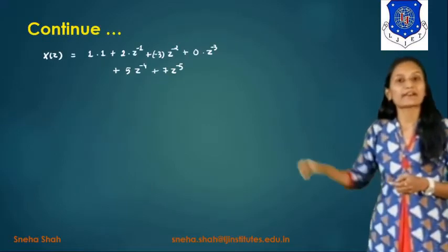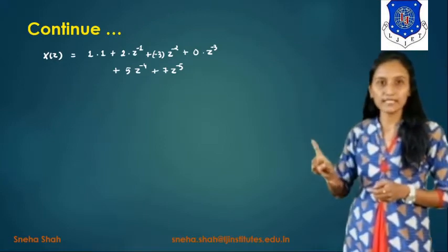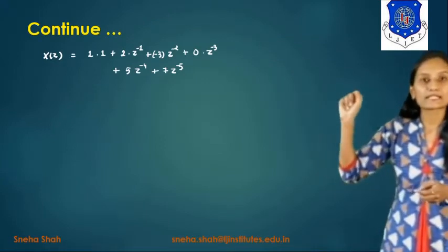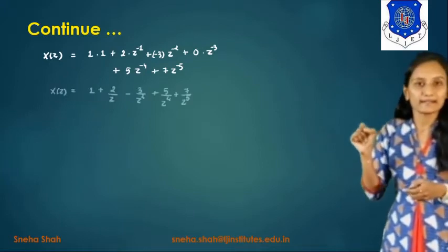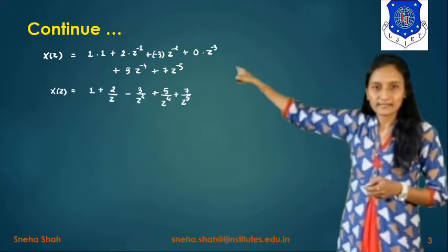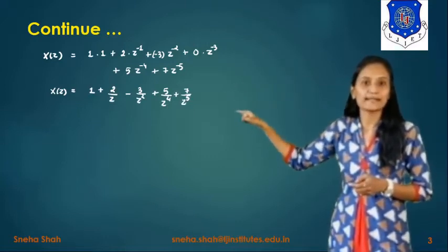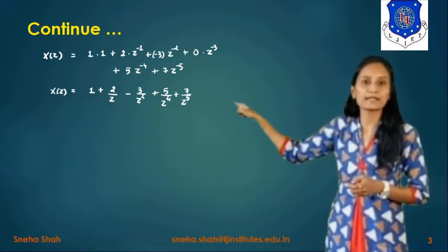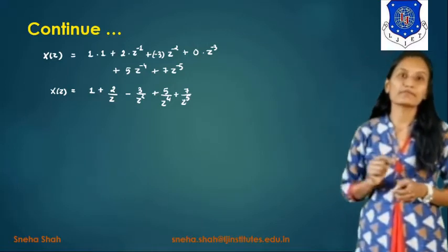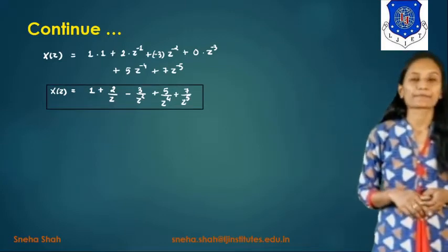Now, if we simplify this equation, 1 into 1 means 1, 2 into z raised to minus 1 means 1 by z, 2 into 1 by z means 2 by z, right? So if I simplify this, it will give the term X of z equals 1 plus 2 by z minus 3 upon z square plus 5 upon z raised to 4 plus 7 upon z raised to 5. So this is the final answer of the Z transform.